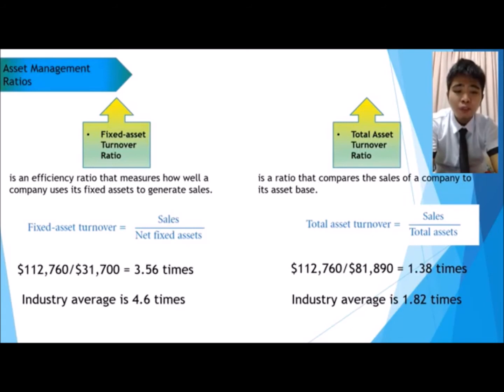For example, in Drake Company, its total asset turnover is 1.38 times. And industry average is 1.82 times. Which means nga lower ang total asset turnover ni Drake compared sa industry average. Which means nga there is a risk.